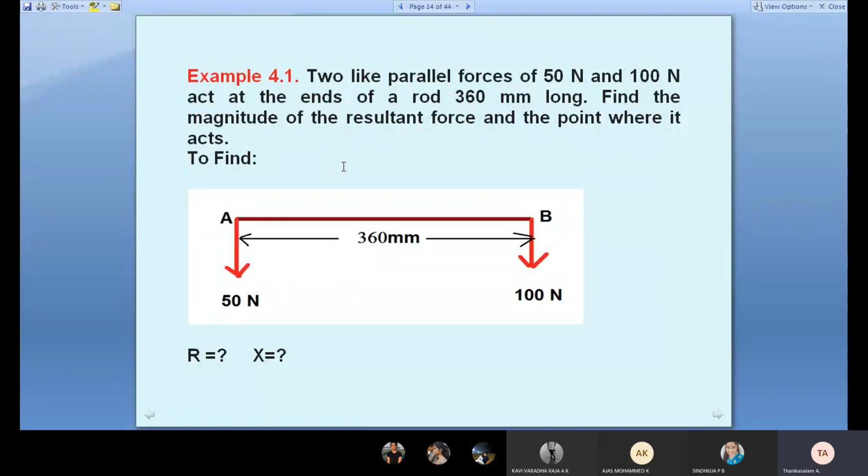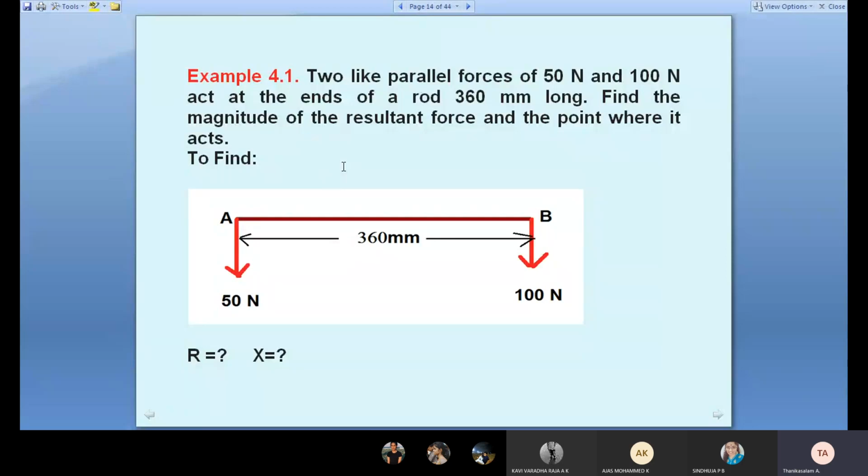They mention 50 Newton and 100 Newton, two forces. Like parallel means the two forces act in the same direction, either upward or downward. The rod length is given as 360 mm, and the two forces act at the ends. The starting point is A and the ending point is B. The distance given is 360 mm.